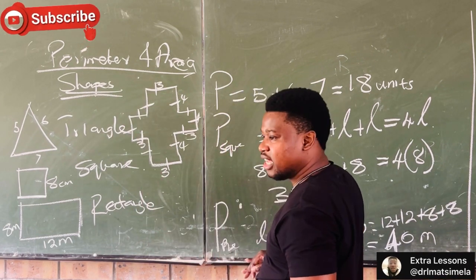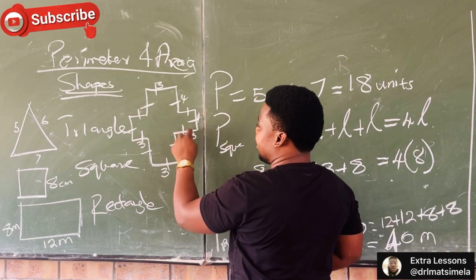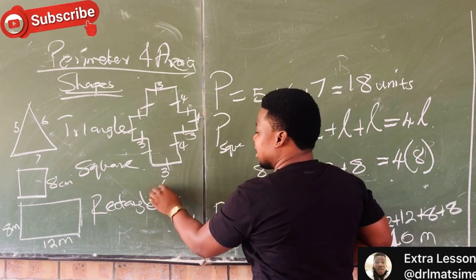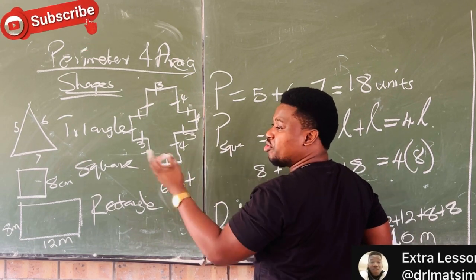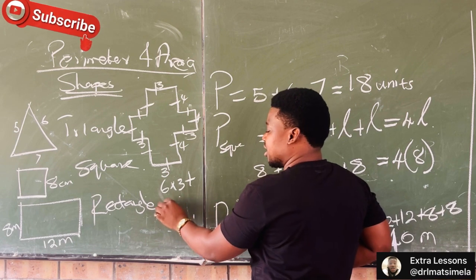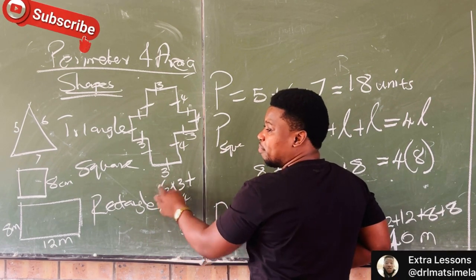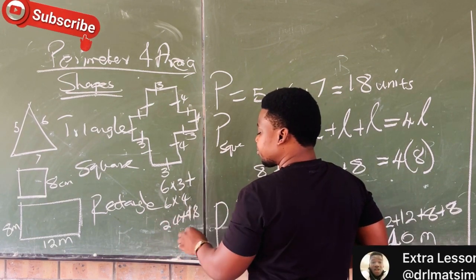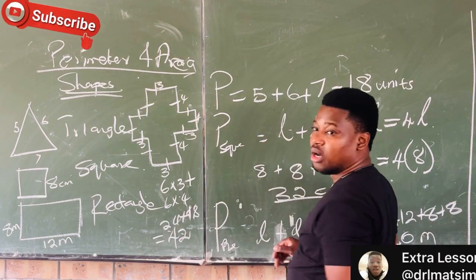12 of them. How many of these 12s are 3s? 1, 2, 3, 4, 5, 6. So 6 of them are 3s. How many of these are 4s? Obviously, the remaining 6 are 4s. So you will get 24 plus 18. Which will give us what? 42. Are we clear?